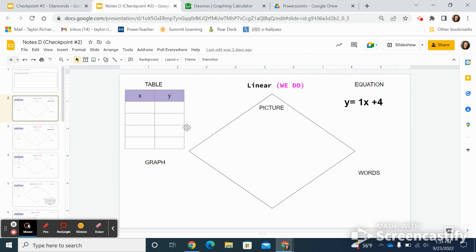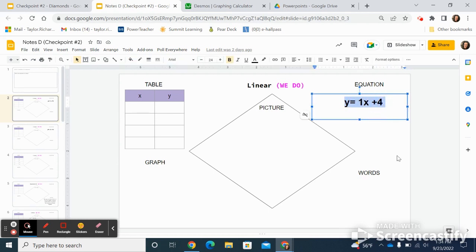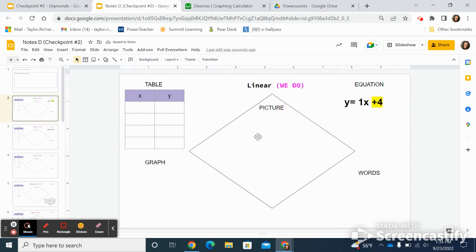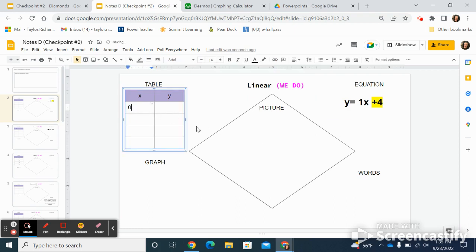So I'm going to show you how to make a table from an equation. First things first, we are always going to have our starting value first. So you have to ask yourself and think about checkpoint one. When you look at this equation, what number is my starting value? And hopefully you know it's this one that's not attached to x, which for us is the number four. So how you write a starting value is you are always going to put zero in for x, but your y is the starting value, four. So again, you always put zero in for x. The y is the starting value.